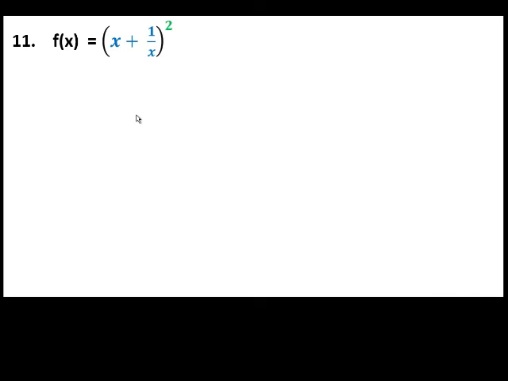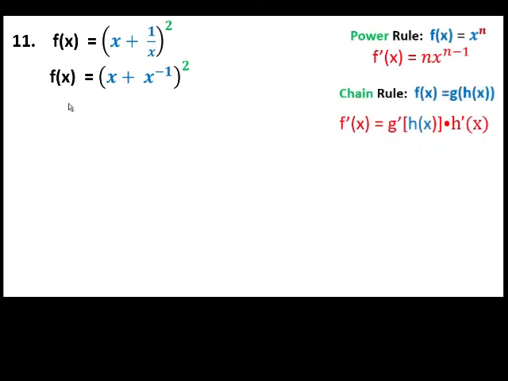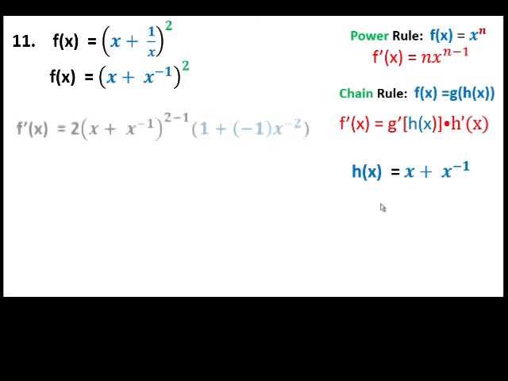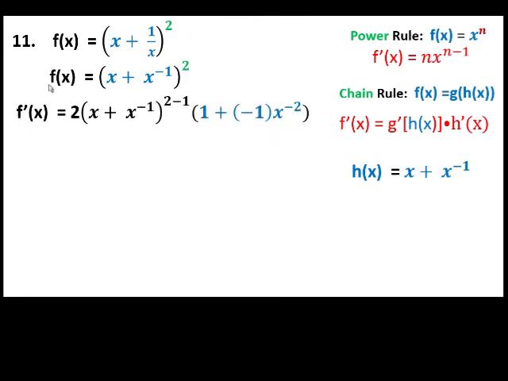Next, f of x equals the quantity x plus 1 over x, squared. We can change 1 over x as x to the power of negative 1. So this is the power rule again, and since the base is a function, we make use of the chain rule. So f prime of x, or rather h of x, here is x plus x to the power of negative 1. Its derivative, the derivative of f of x, f prime of x, is equal to the exponent 2 times the base to the power of 2 minus 1 times the derivative of the base by the chain rule.